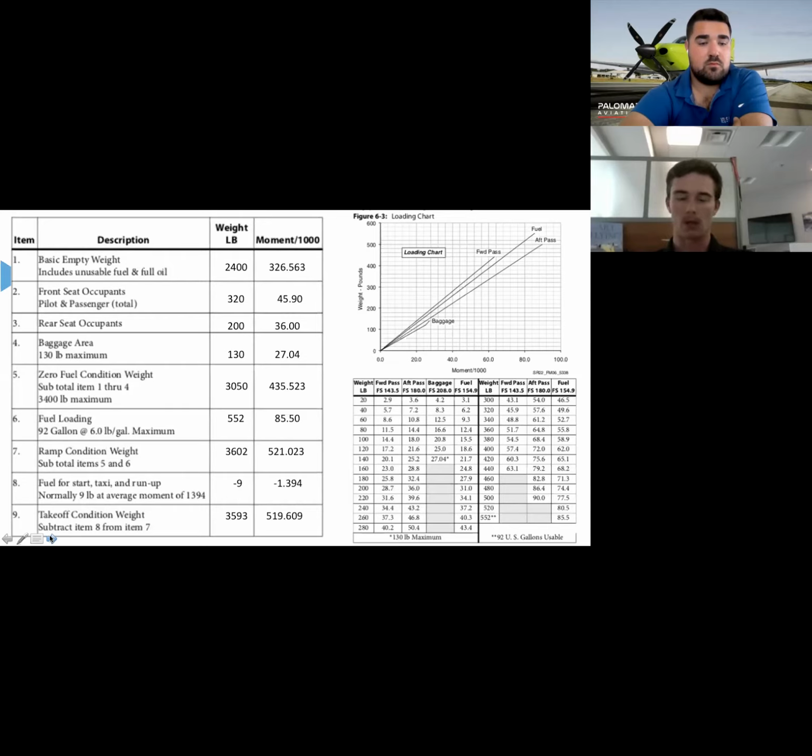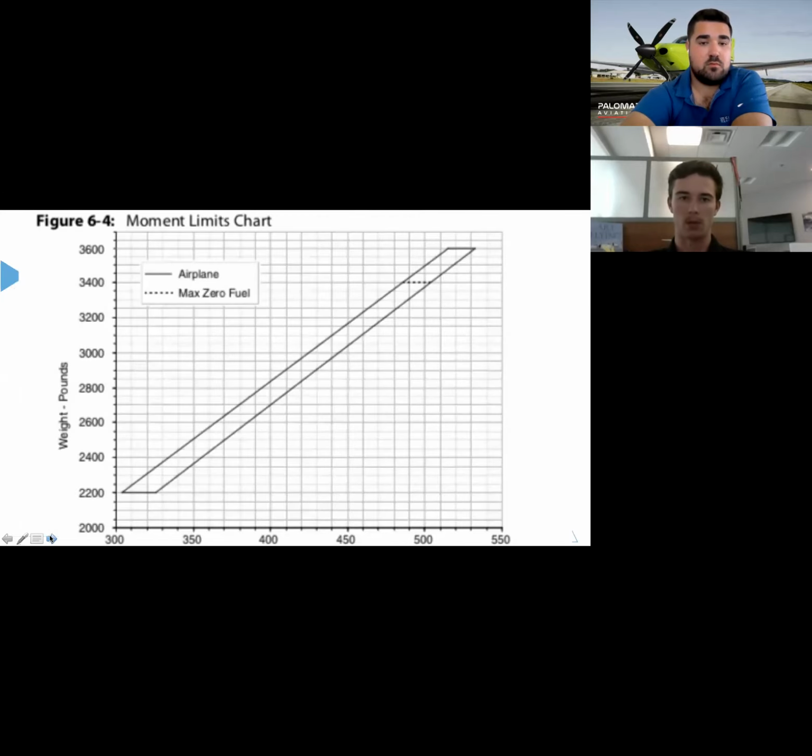And we notice that, okay, 3593 is already just below our maximum takeoff weight, so we're good to go there. Next thing we need to do is verify that the moment is within limitations. So that'll be just a page after in the POH. There is the moment limits chart.